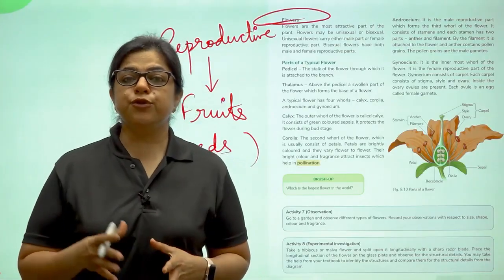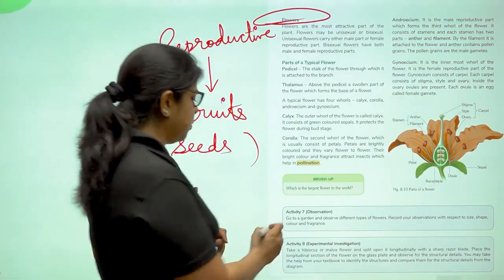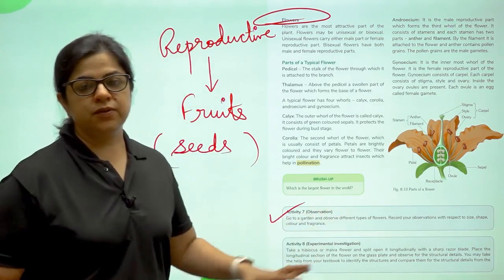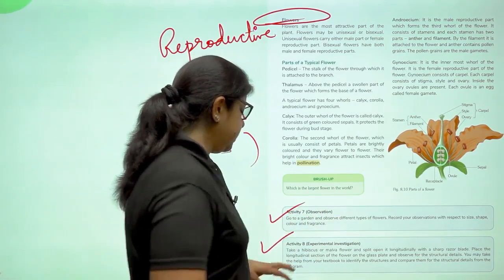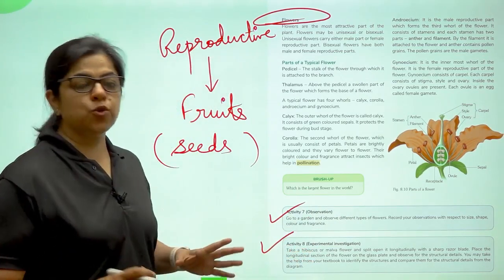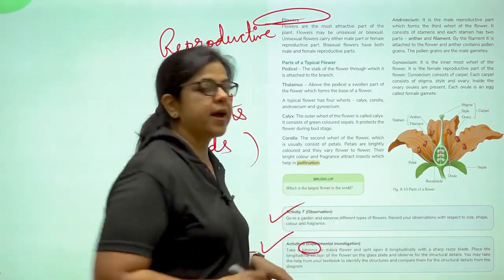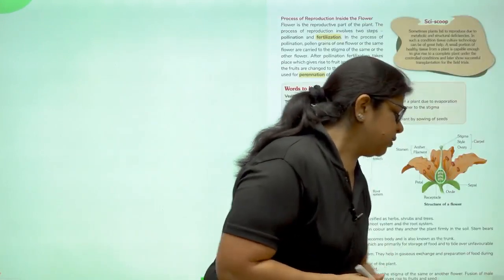So children, there are a few activities that have been given in your book to understand and observe the various flowers available in the school garden, and then to split open a hibiscus flower and understand the structure of the flower.